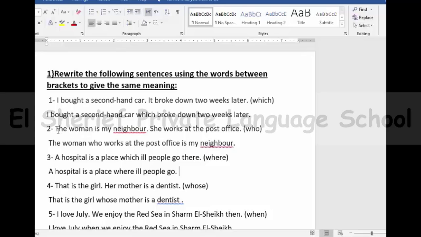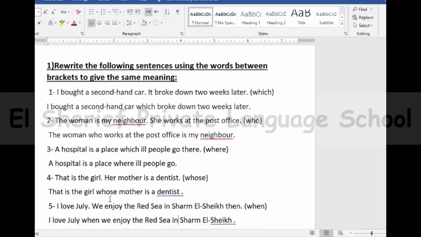Number 2. The woman is my neighbor. She works at the post office. So the woman who works at the post office is my neighbor. Number 3. A hospital is a place which ill people go there. So a hospital is a place where ill people go. Number 4. That is the girl. Her mother is a dentist. So that is a girl whose mother is a dentist.